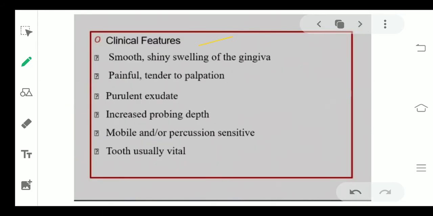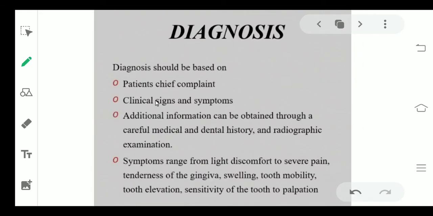What are the clinical features you can see in the patient? Smooth shiny swelling of the gingiva, there will be no stippling seen, painful and tender to palpation, purulent exudate, increased probing depth, mobility of the tooth, and the tooth is usually vital. What are the diagnoses? How can you see? The very initial diagnosis is going to be made by the patient's complaint. Clinical signs and symptoms can be matched to your diagnosis level.